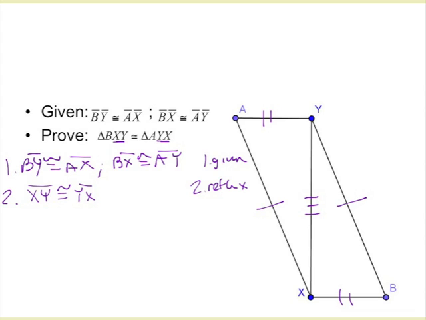So now we have three things marked up. So now we can say that these two triangles are congruent. So triangle BXY and triangle AYX. And which reason would we use? Side, side, side, because that's what we know. We know all three sides. That's what we have marked as three side congruences.